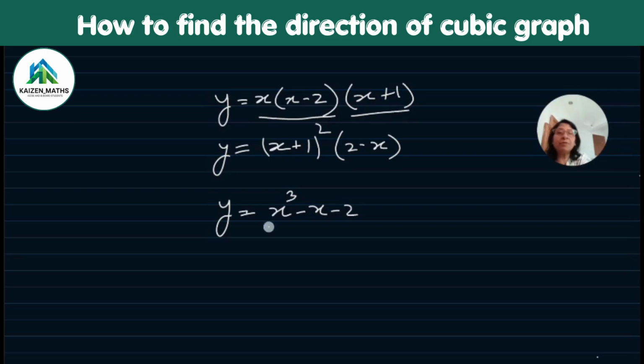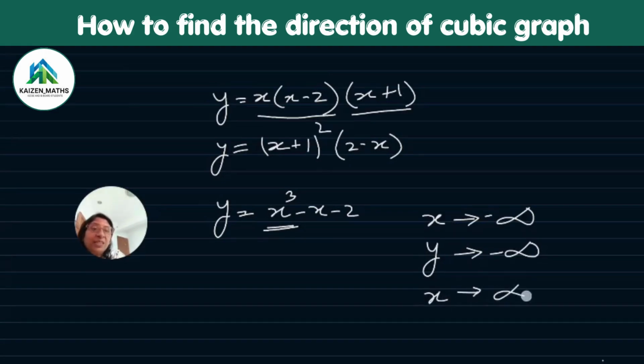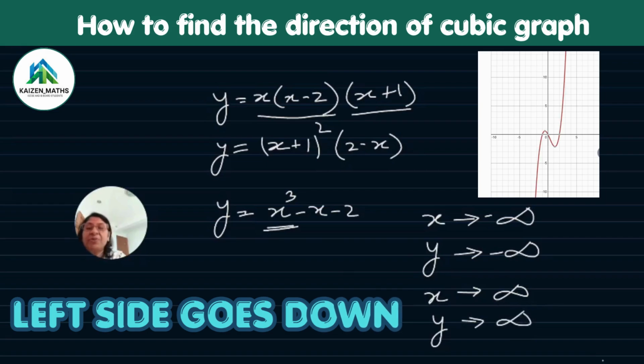So what do we see here? What is the coefficient of x cube? If the coefficient is positive, in that case your graph will always go in the upward direction. What will happen to our x and y? When x approaches negative infinity, y will also approach negative infinity. But when x approaches positive infinity, y will also approach positive infinity.